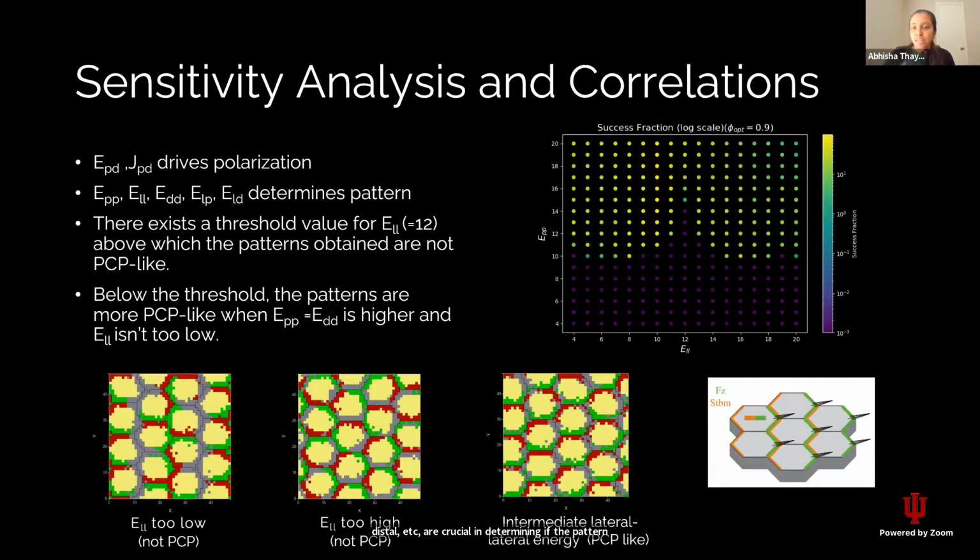So we found that there exists a threshold value for lateral energy above which the patterns obtained are not PCP-like. Below the threshold, the patterns are more PCP-like when the proximal energy is higher and lateral energy isn't too low. If lateral energy is very low, we can see that there are lateral domains that get clumped up, and the model looks very different from PCP.